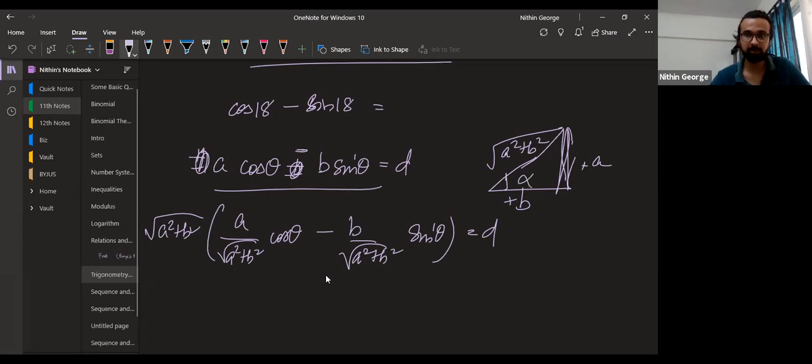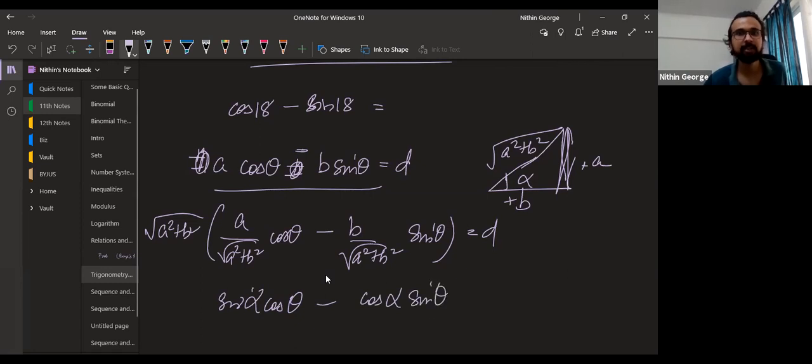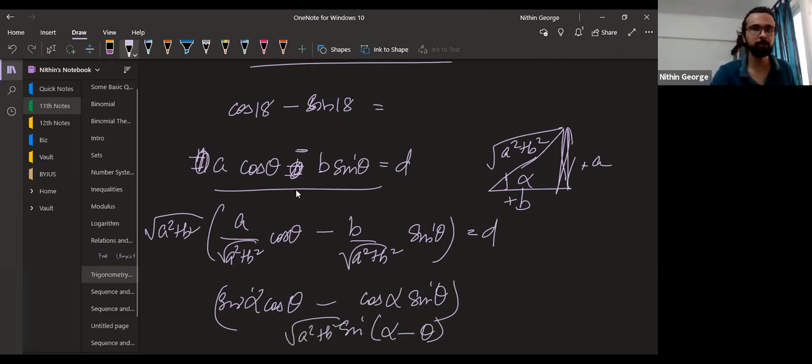So you'd call this angle alpha. Then what does it become? This becomes sin alpha cos theta. So you're constructing a triangle with an alpha which you imagine inside your head, with sin alpha being a by root a square plus b square and cos alpha being b by root a square plus b square. And then this term becomes cos alpha sin theta. Sin A cos B minus cos A sin B is sin of A minus B, into root a square plus b square. That's the idea I'm going to bring into this problem.